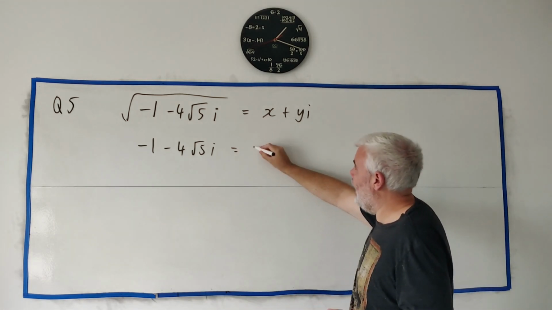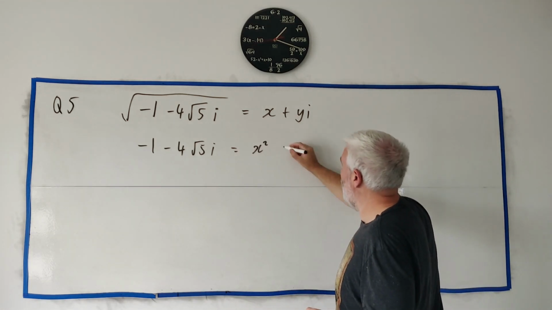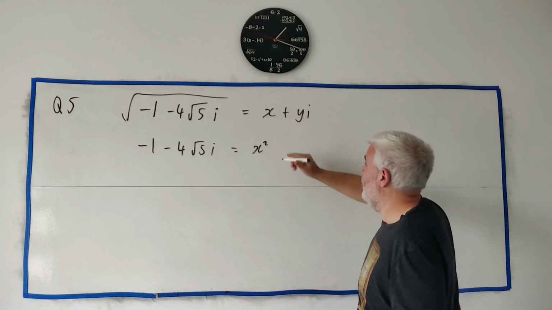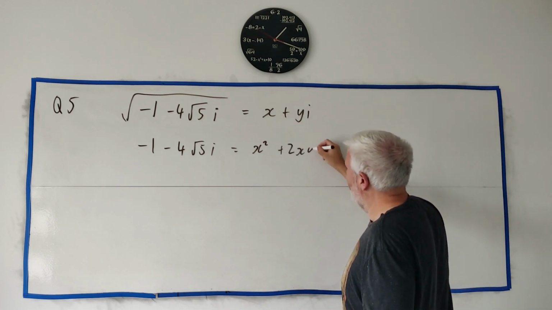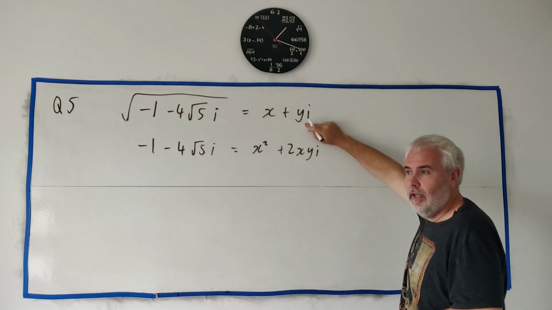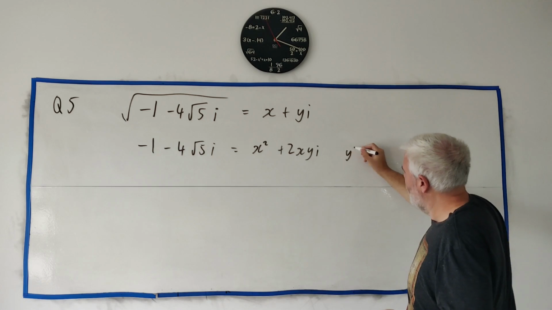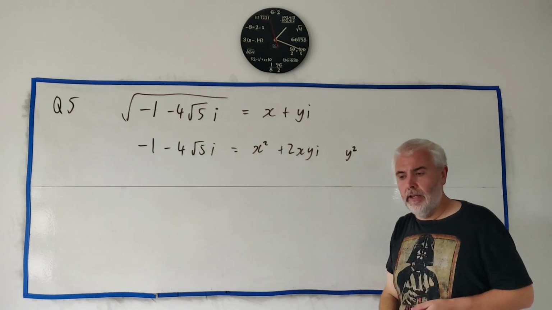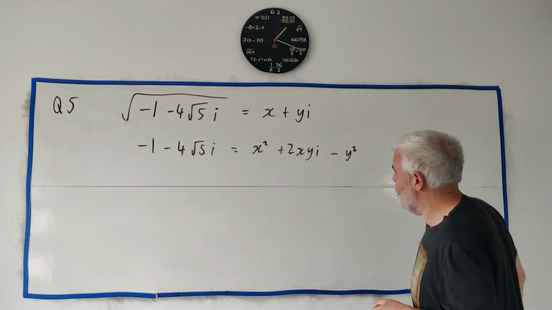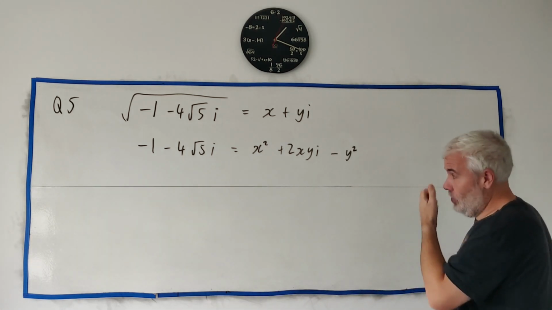On this side, we get x by x, x squared, x by y is xy, y by x is another xy. So we get two of them, 2xy, and they both have an i in it. Then we have y by y, that's y squared. We have i by i, that's i squared, which is also -1. So we get a -1. That's what squaring both sides looks like.